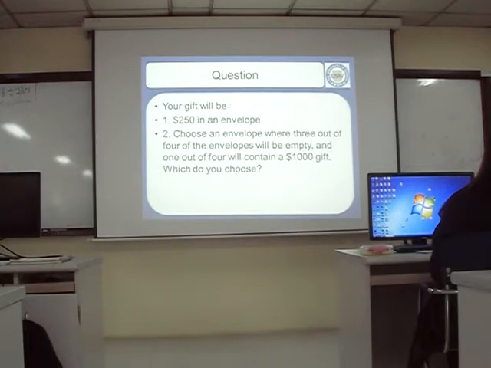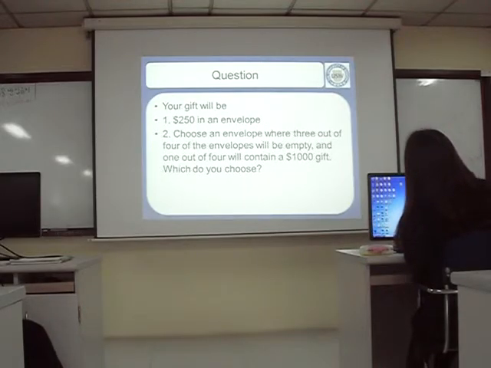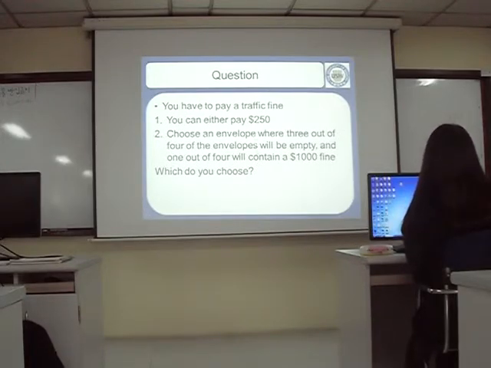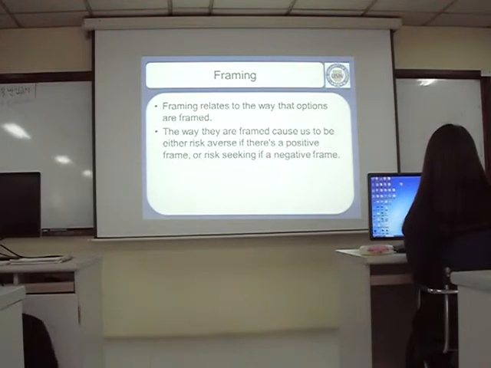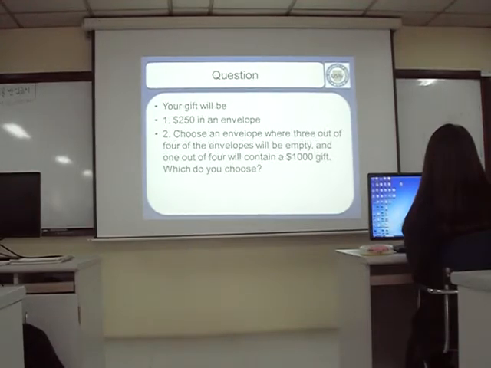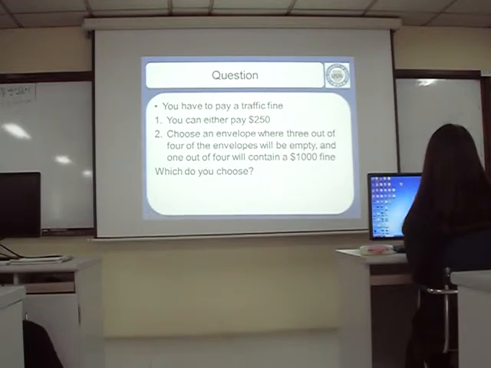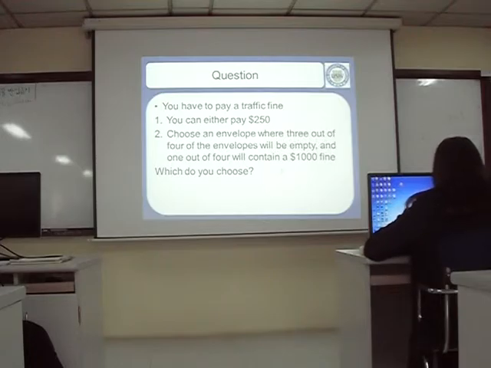So actually the results are the same in these two, right? But people usually choose like this. They choose number one in the first one, and they choose number two in the second one. So framing things in the positive way or the negative way is going to affect the outcome, okay? So we said at the start, if there's a positive frame, we're risk averse. This one is positive, right? We can get this much. If it's negative, then we want the risk. We look for the risk more in that case.